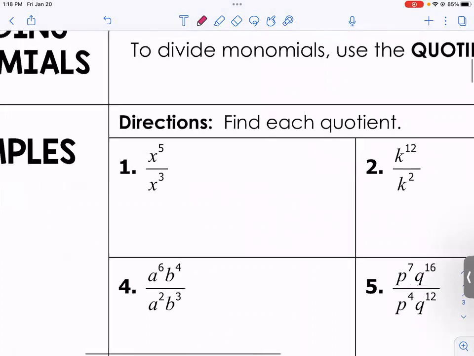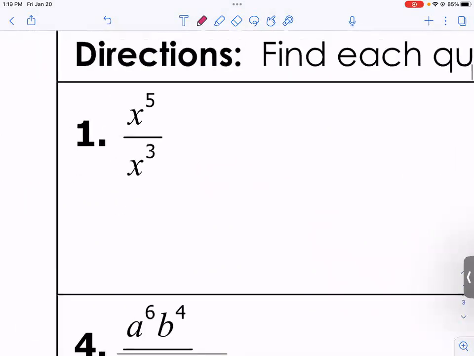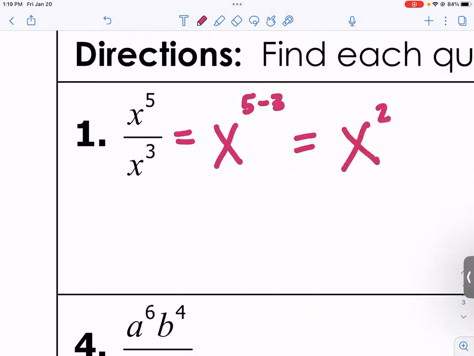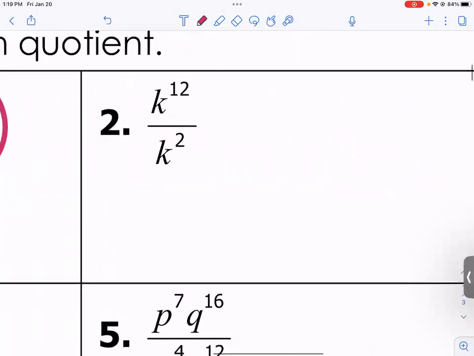So let's make this easy. X to the 5th divided by x cubed. Okay, I'm going to be really obnoxious. We're going to take 5 minus 3. You don't have to write that to get x squared. Half of you are working ahead of me because you're like, oh man, this is so easy. But you're going to complain that it's hard.